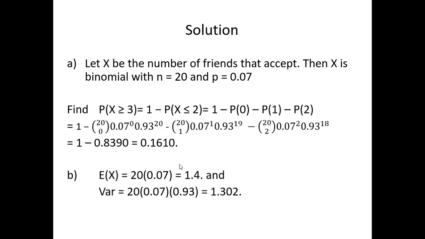Now in part B, we wanted to find the expected number. So again, we use the formula n times p. n is 20, p is 0.07. We would get 1.4. And the variance, n times p times 1 minus p. So we're multiplying really 1.4 times 0.93. We'll get 1.302. Okay, so that concludes example 3.